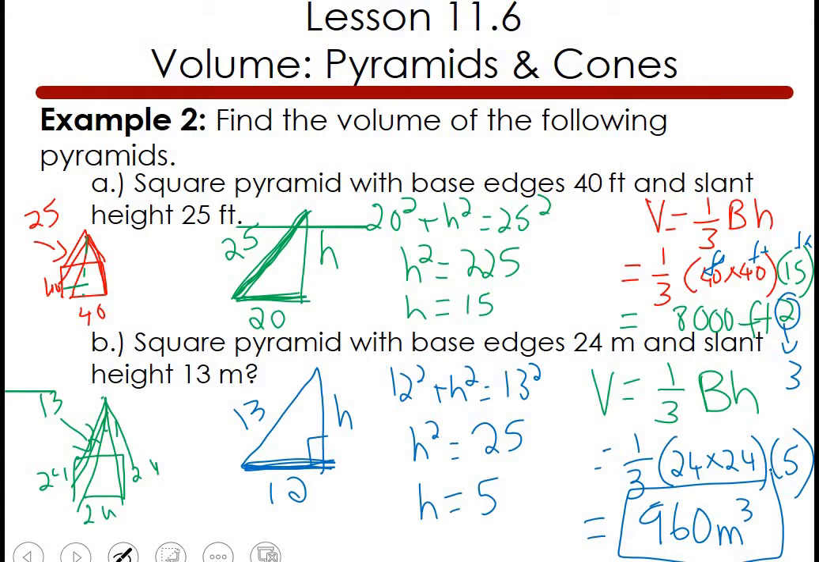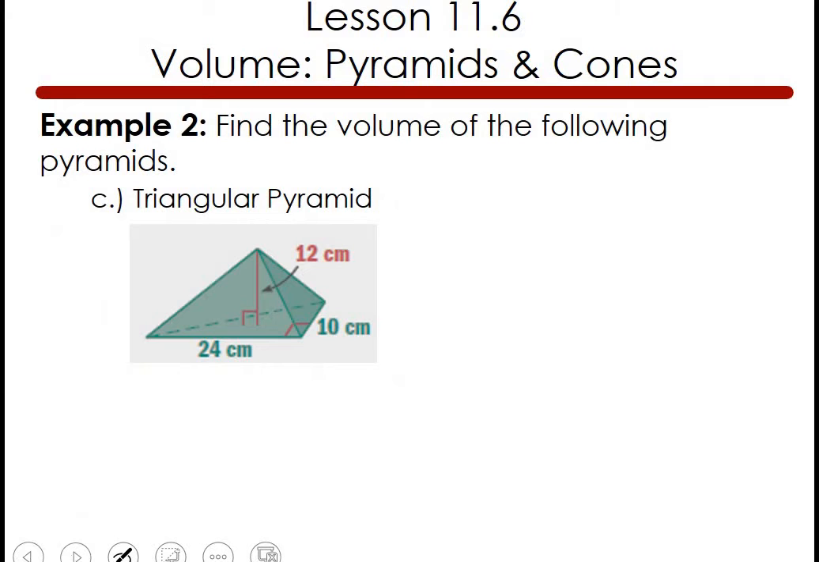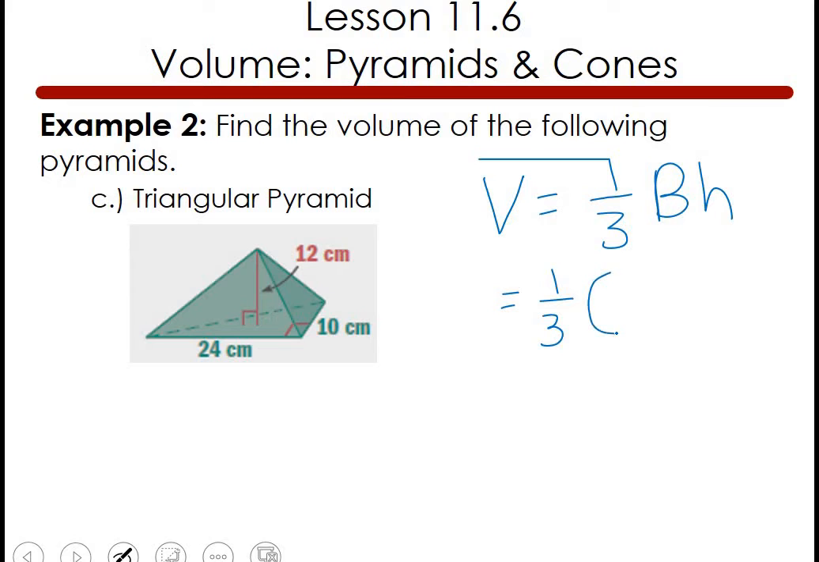All right. Let's try the next one. So it's a triangular pyramid. So volume, it's still the same, 1/3 base times height. The base this time is a triangle. So let's just remember the formula for a triangle is 1/2 base times height.